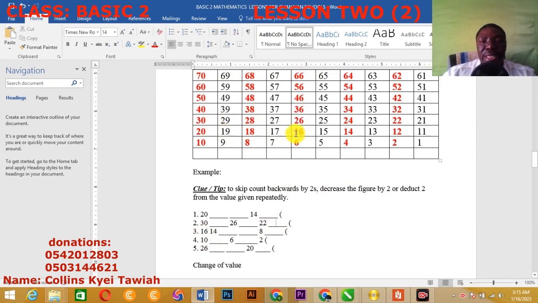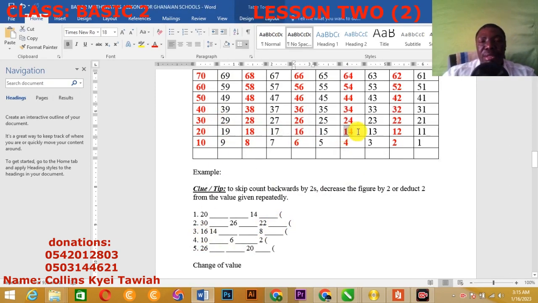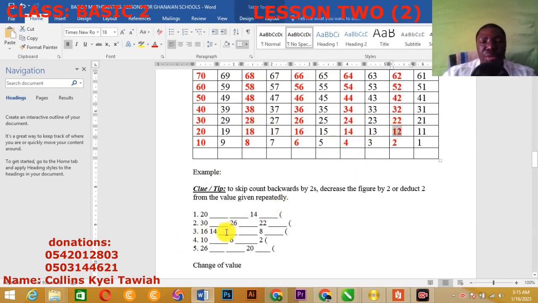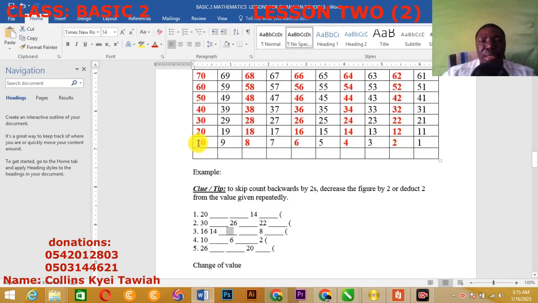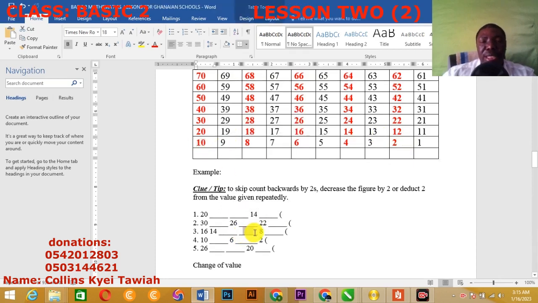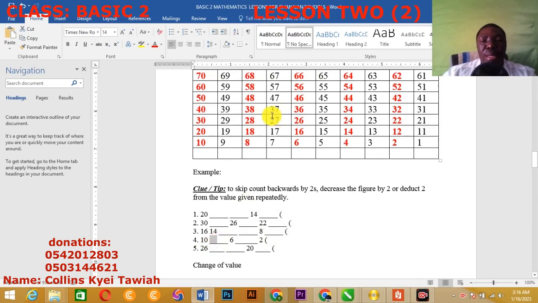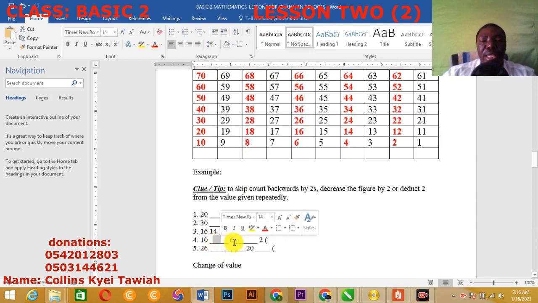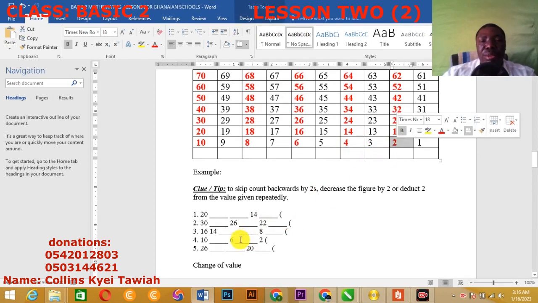Now let's take 16. Where's 16? This is 16. The next one is 14, which is already here. The next one is 12, so put 12 here. The next one is 10, so we put 10 here. We have 8, which is already there. Our next number is 6, so we put 6 here. Are you getting it? Now 10. This is 10. The next number we want is 8, so we put 8 here. We have 6, which is already here. The next number we want is 4, then 2, which is already there.